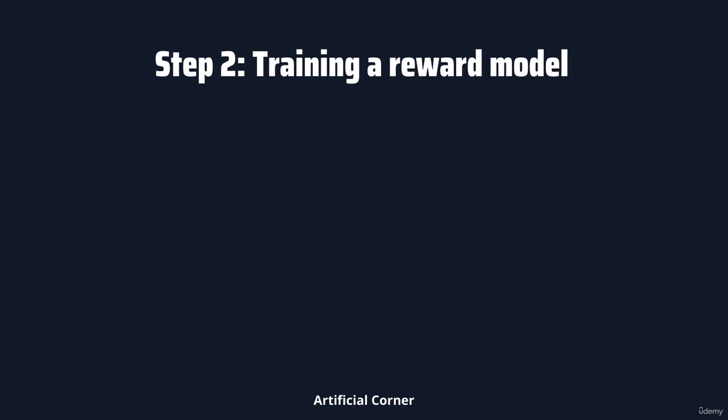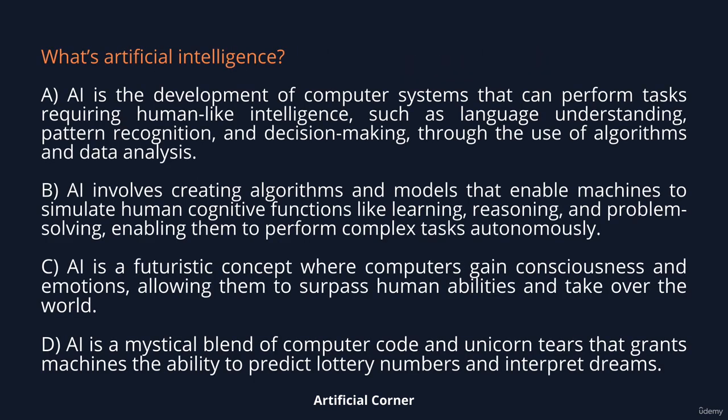Alright, now the next step, step 2, is about training a reward model. In this second step, the output of step 1 is fine-tuned using a reward model. For this, a prompt and some outputs are sampled and a human labeler will rank the output from best to worst. Say we have the prompt below and the 4 outputs. So our prompt is, what's artificial intelligence?